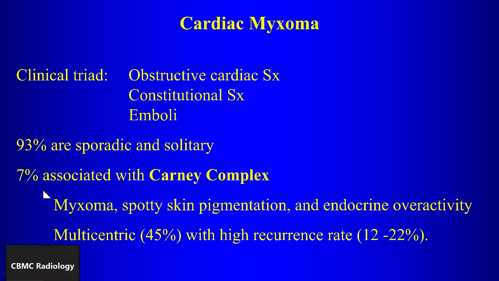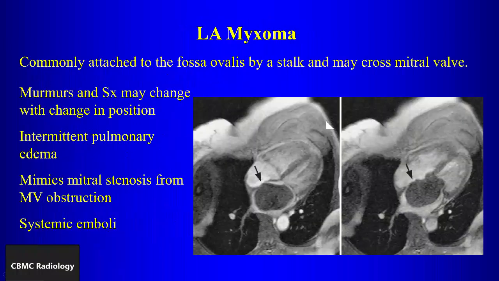Most are solitary tumors. A small percent are associated with Carney complex. So here, in addition to myxoma, spotty skin pigmentation, and endocrine overactivity, the important thing is that the myxomas tend to be multicentric with a high recurrence rate. Usually just excision of it is curative when they're sporadic and solitary. Mass in the left atrium. You can have murmurs and symptoms that change with change in position, intermittent pulmonary edema from obstruction of the mitral valve, and clinically it can mimic mitral stenosis, with systemic emboli as pieces of the tumor break off.